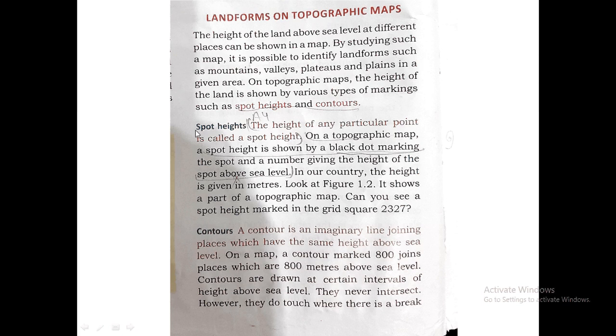So how can we identify a spot height? It is marked by a black dot and it is given a number for the height. For example, if a mountain is there and its height is 3000 meters, there will be a black dot and nearby it will be written 3000. Clear? Then in our country, the height is given in meters. So there is a figure 1.2.